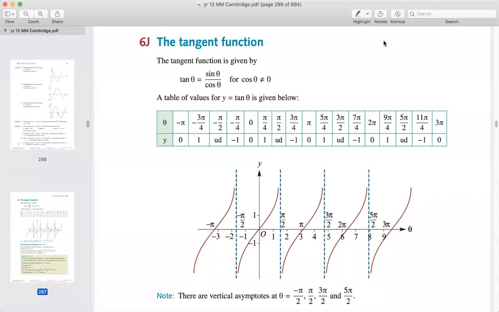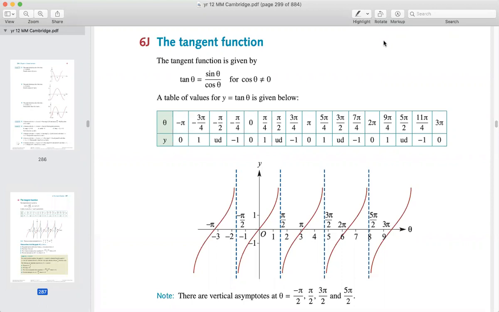Hello guys, welcome back. For today's video, we just want to cover the tangent functions and hopefully the whole chapter on circular functions. Then we can move on to the next section, which is derivatives and anti-differentiation.